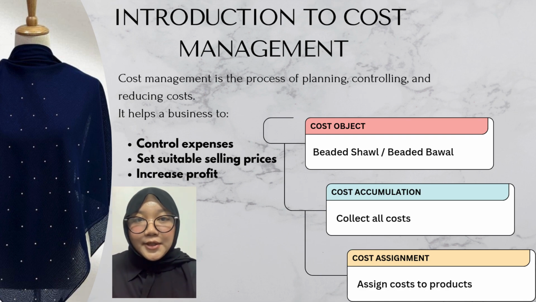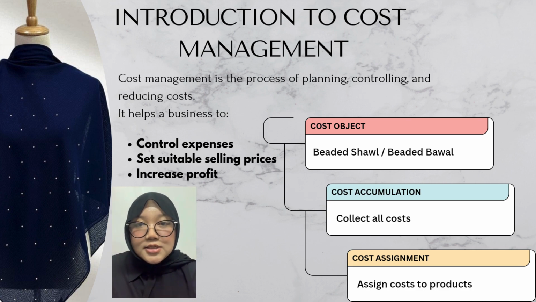There are three important concepts in cost management. The first concept is cost object. A cost object is the product or service that the business wants to calculate the cost for. In our business, the cost objects are beaded shawl and beaded bawal. We calculate the cost for each product separately because each product may use a different amount of fabric, beads, and labor.